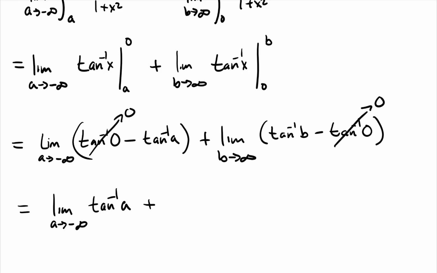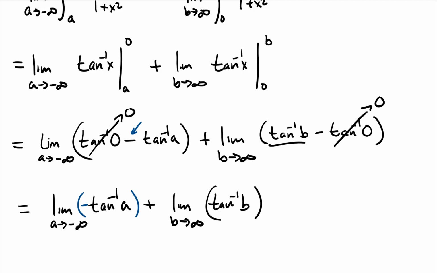So we have the limit as a tends towards negative infinity of minus inverse tangent of a, plus, oh, nope, that's a minus. Did I forget my sign? Oh, dude, that's a minus. Sorry about that. Gosh, I must improve. The limit as b tends towards infinity of inverse tangent of b. And we all know these values. You took Calc 1, didn't you?